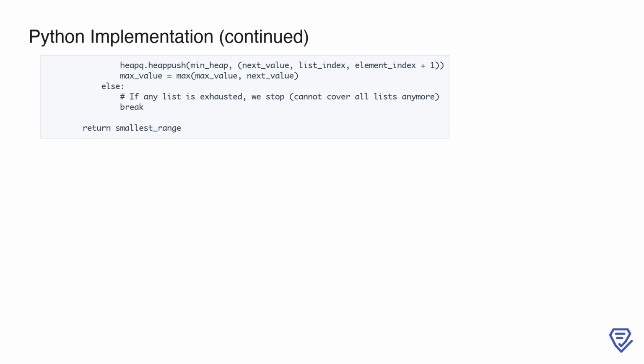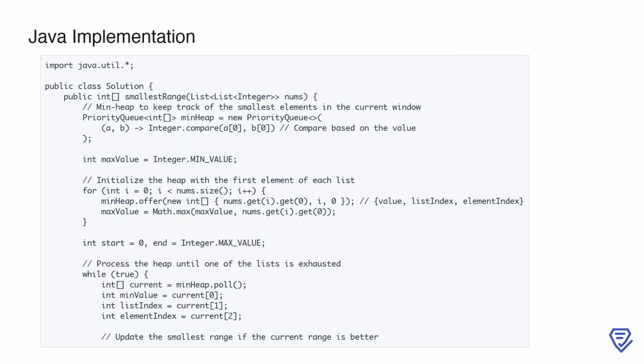This implementation efficiently narrows down the range using a min heap, ensuring we always maintain the smallest possible window while iterating through the lists. Here, we begin with the Java implementation of the problem. The goal is to find the smallest range that includes at least one number from each of the given lists. To achieve this, we use a min heap, implemented with a priority queue, to track the smallest elements within the current window. The comparator ensures that the heap is sorted based on the values of the elements.